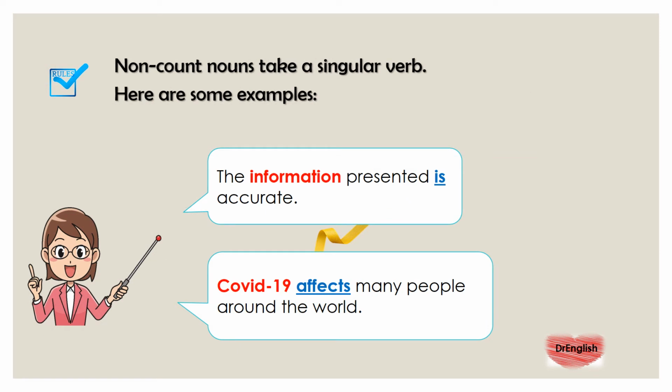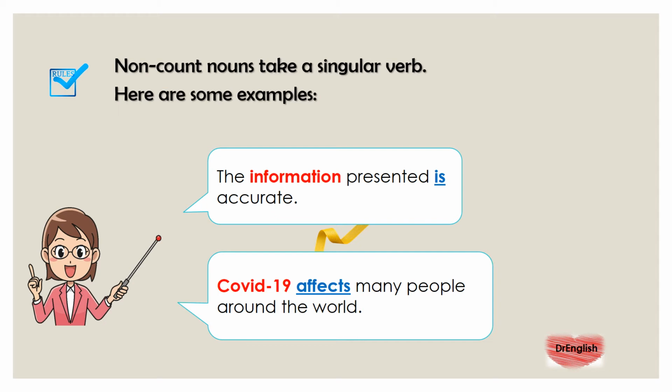All right, let's look at the next rule. Non-count nouns take a singular verb. Let's see some examples. The information presented is accurate. In the sentence, we have the noun information, which is a non-count noun, and it's the subject of the sentence. Now, the rule says non-count noun should take a singular verb. So we have the verb is, which is in the singular form. The information presented is accurate.